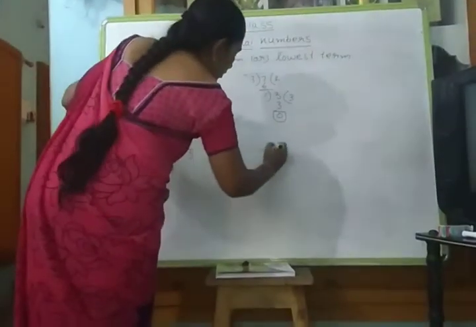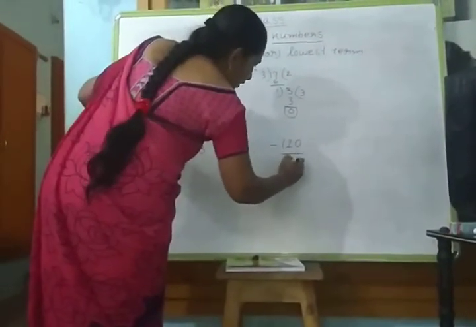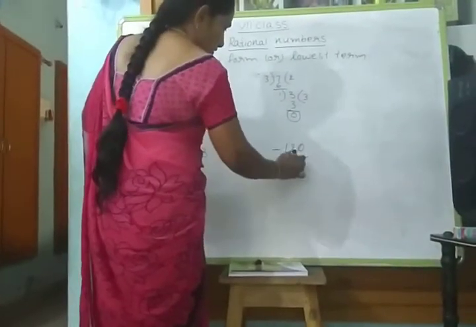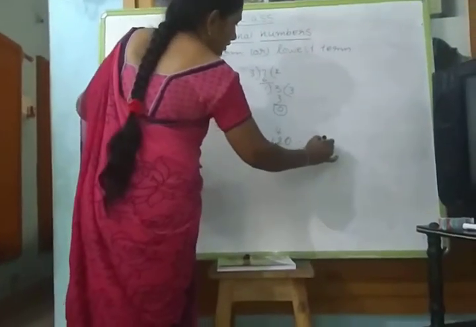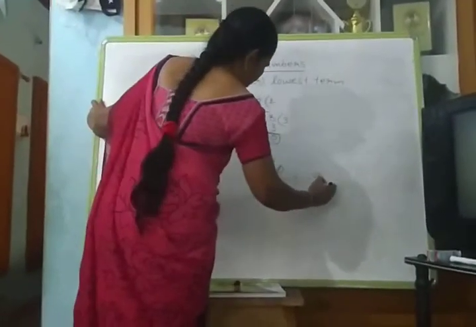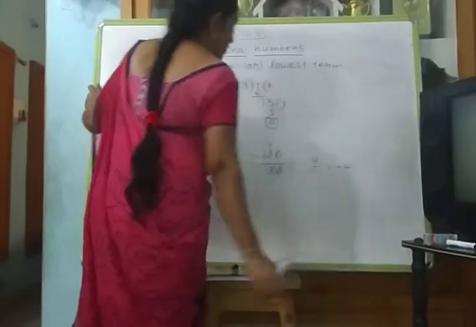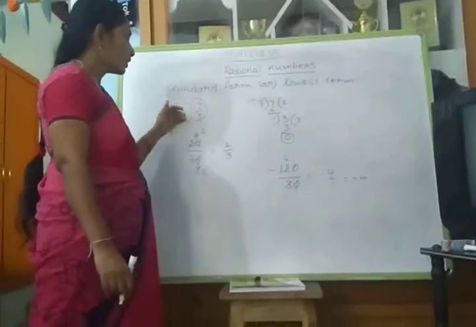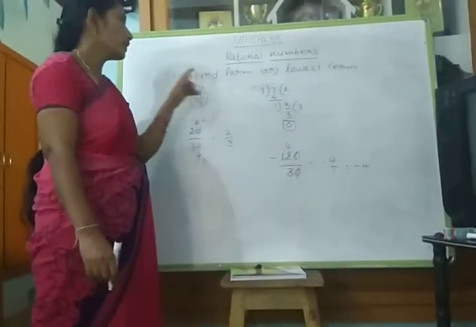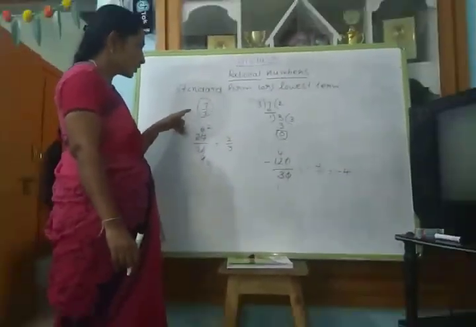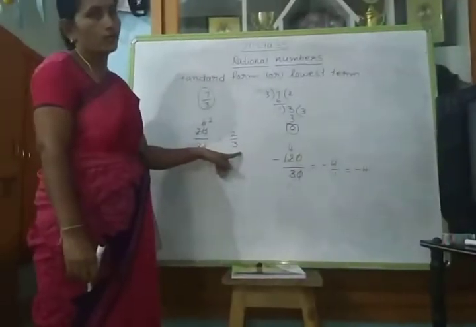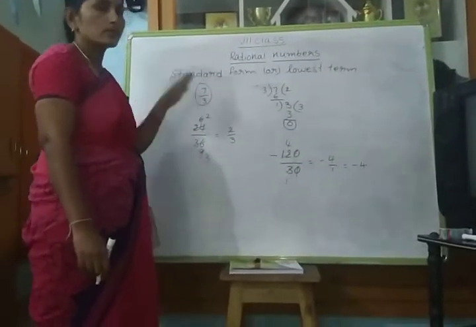For example, minus 120 by 30. What will you get? 0 and 0 cancel. 3 1s are 3, 3 4s are 12. Minus 4 by 1 is nothing but minus 4. So standard form is when the numerator and denominator have common factor 1, or HCF is 1. Remember, if the given rational number can be simplified, we have to simplify it, then it is converted into standard form. If not possible, it is already in standard form.